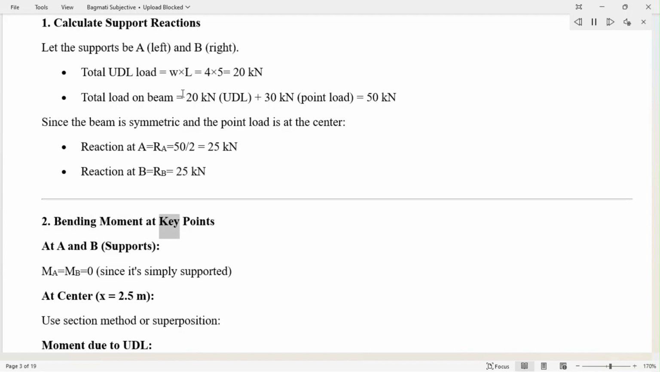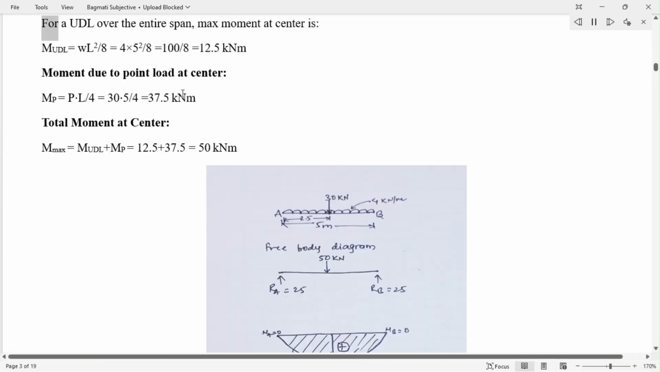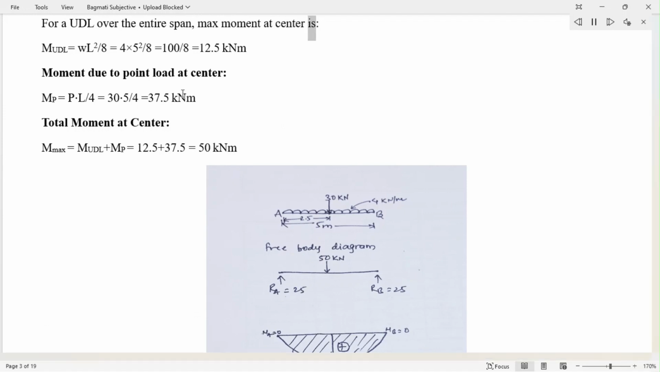2. Bending moment at key points. At A and B, the supports, MA equals MB equals 0, since it is simply supported. At the center, x equals 2.5 m, use the section method or superposition. Moment due to UDL: for a UDL over the entire span, max moment at center is M_UDL equals wL²/8 equals 4 times 5²/8 equals 100/8 equals 12.5 kNm.